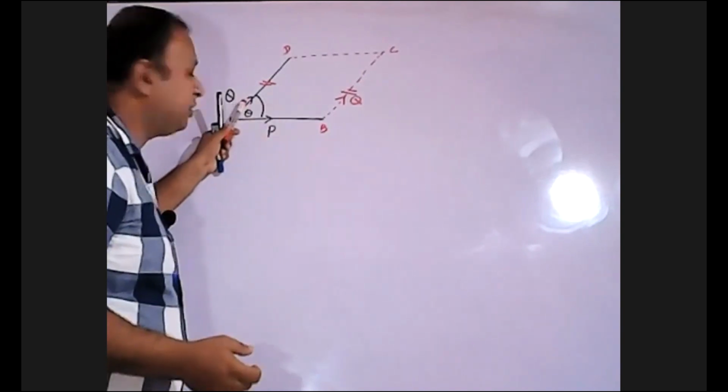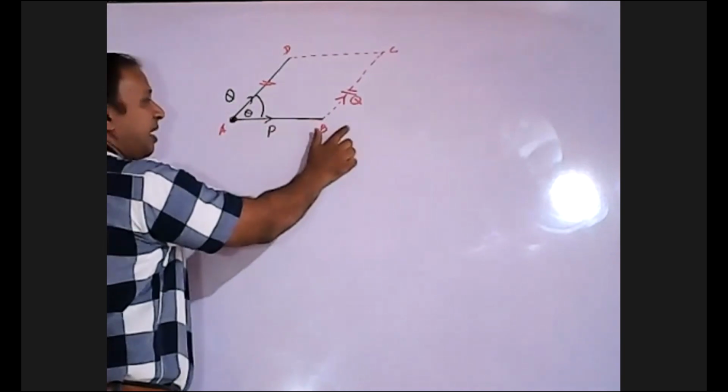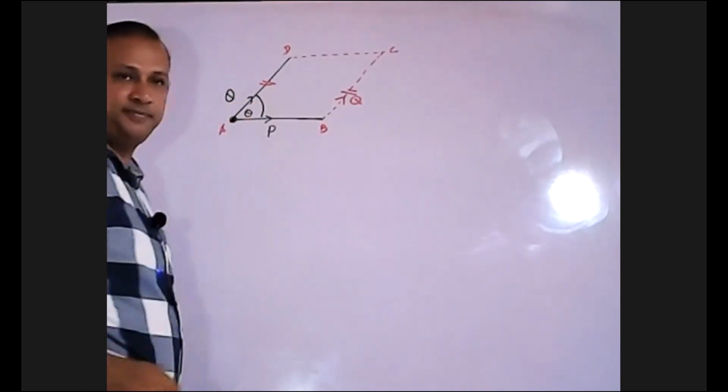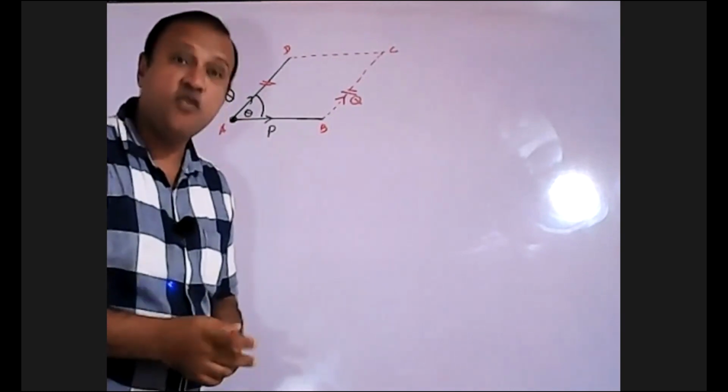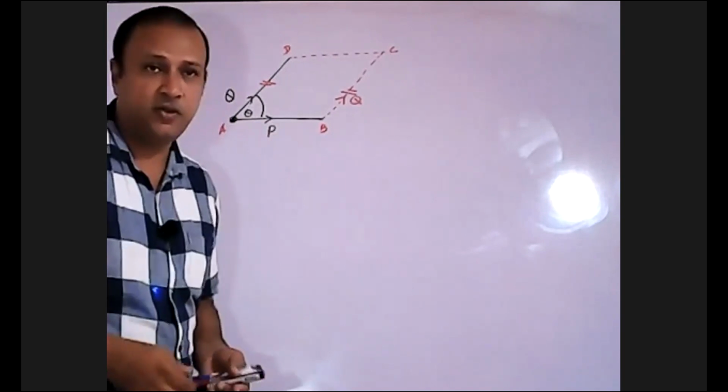Actually, I cannot take this vector out, but I have constructed an equal vector to this vector. That is the way of determining the resultant force.